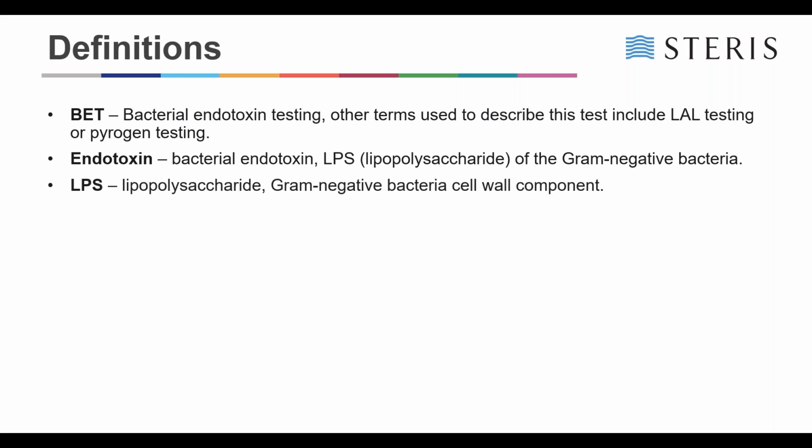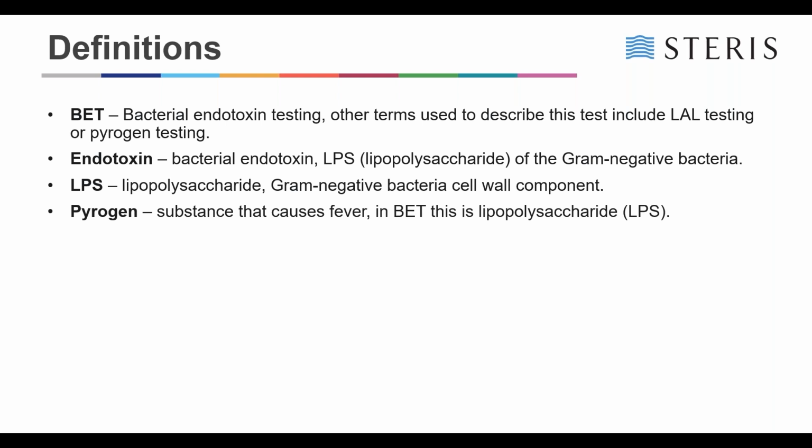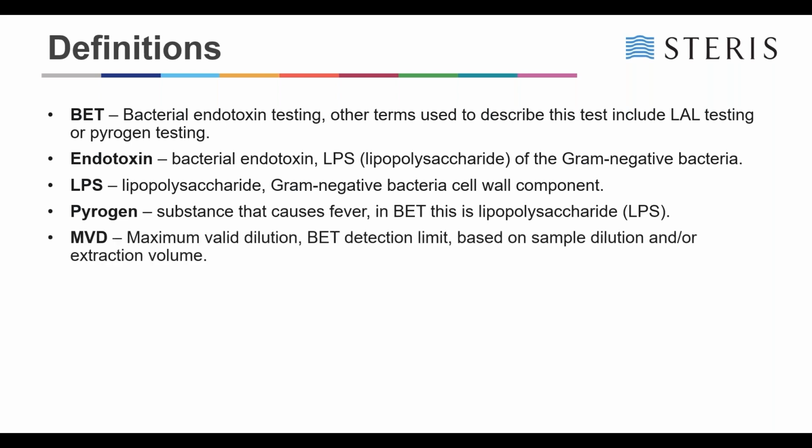So the next one we have here on our list is LPS. To follow up on that, that's the lipopolysaccharide, the component within the cell wall of the gram-negative that's providing the reactive material and would be causing the fever reaction in people. The next one we have here is pyrogen, and a pyrogen is a substance, i.e. LPS, that is causing the fever reaction. And for bacterial endotoxin, LPS is our culprit.